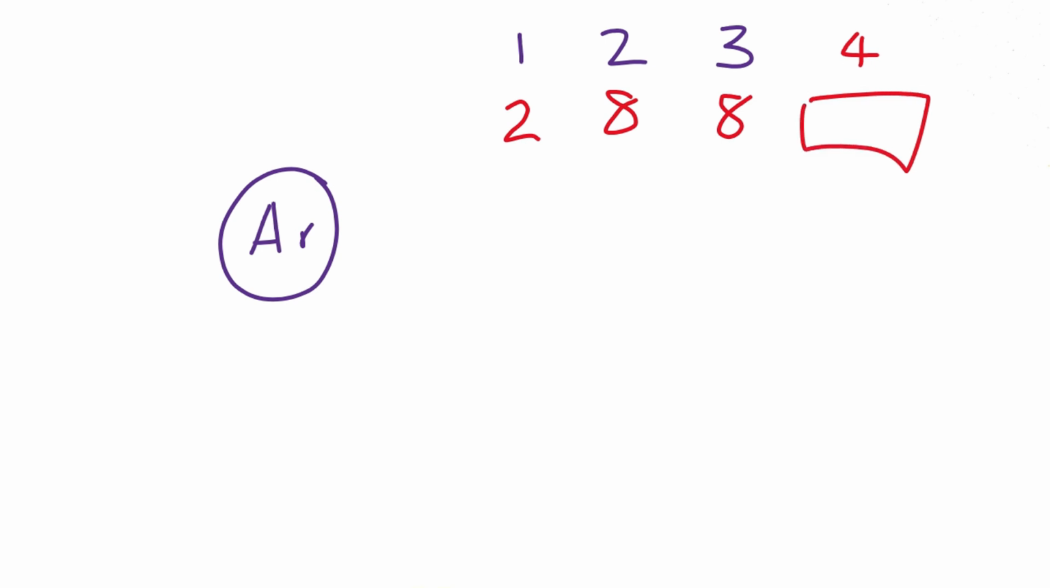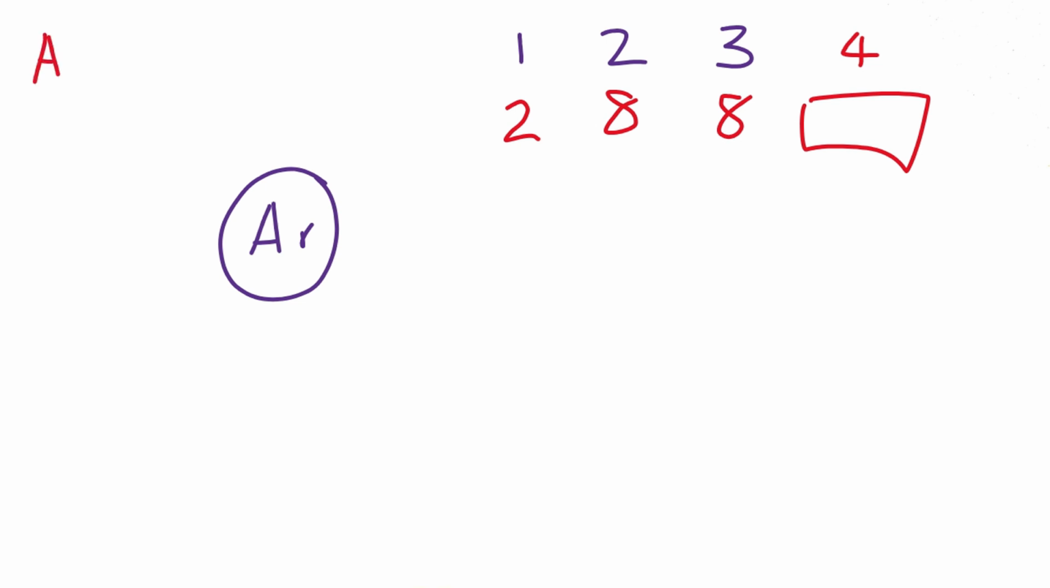Argon, the first shell. Now, before moving to that, let's quickly recap the electronic configuration rule. The first shell can have 2 electrons. Second shell can have 8 electrons, and the third shell can have 8 electrons. Fourth shell, it can have many more electrons, but you do not need to know the exact number.